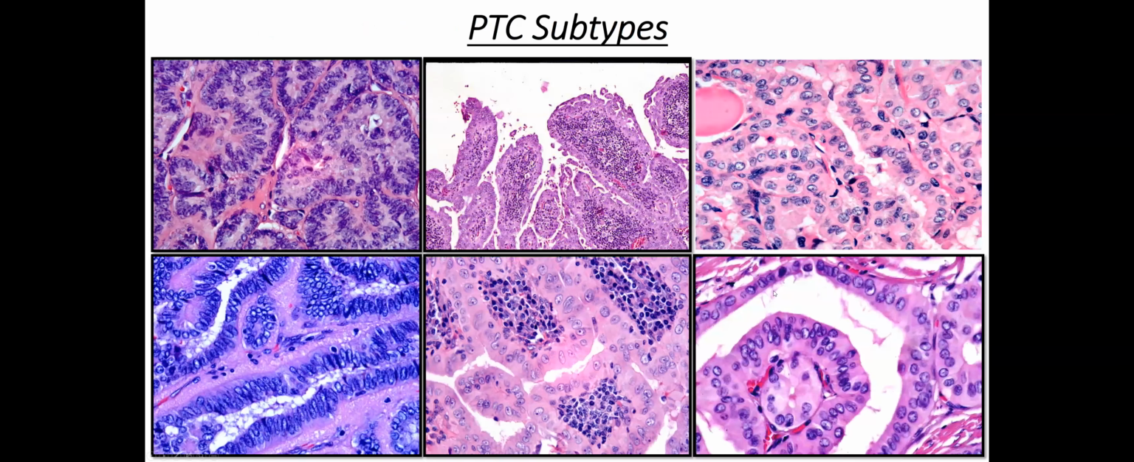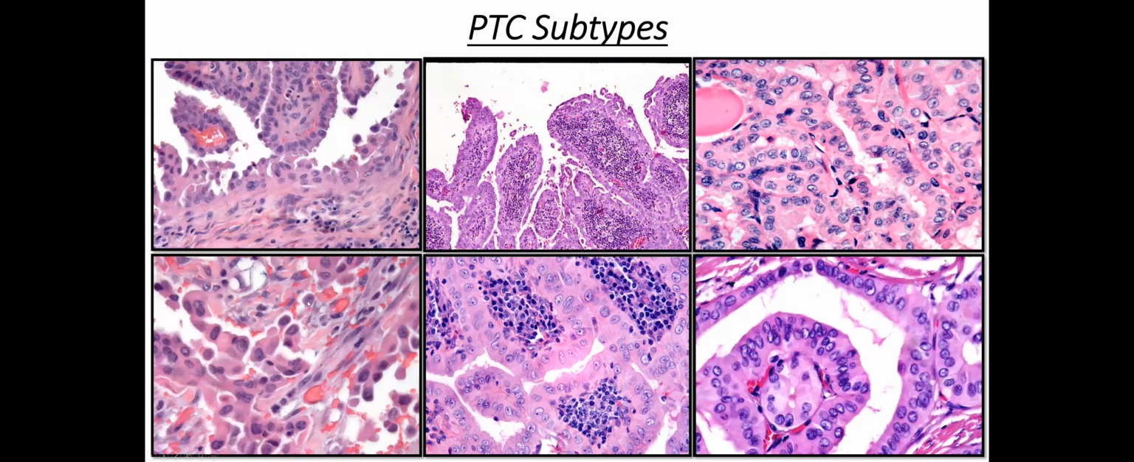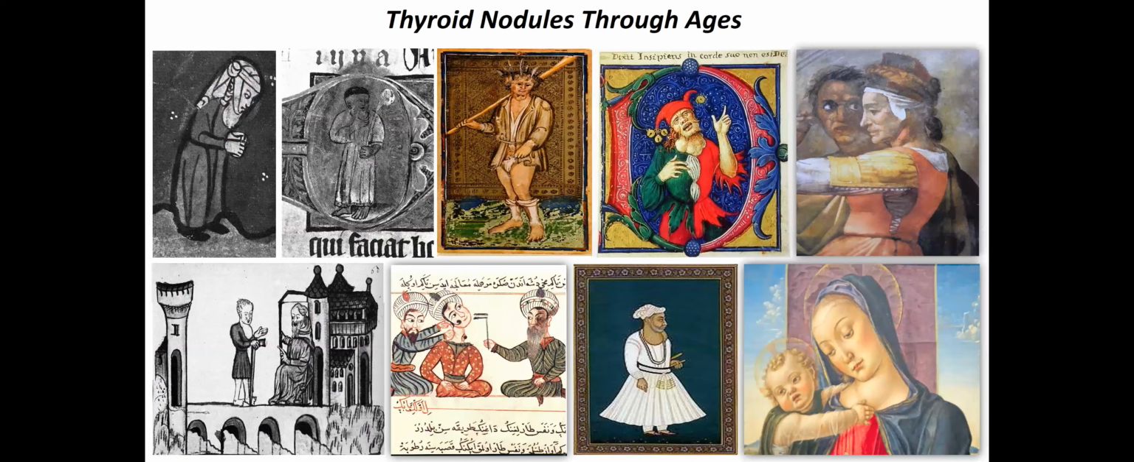These are other subtypes. This is the tall cell subtype. This is the Warthin-like that we talked about. And this is the columnar subtype of papillary carcinoma, which looks like a colonic adenomatous epithelium. The other one, which is aggressive, is the hobnail subtype of papillary carcinoma, which has these typical hobnail cells. But again, nuclear cytology of papillary carcinoma is maintained.